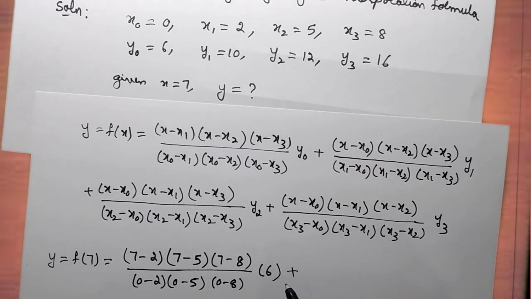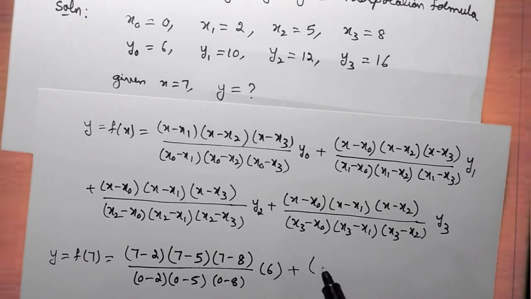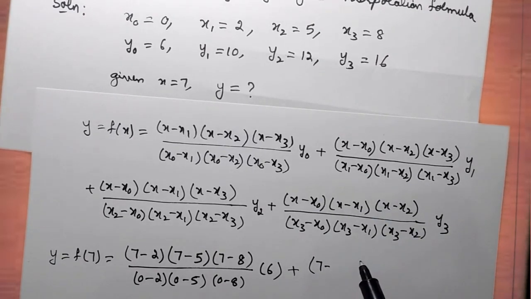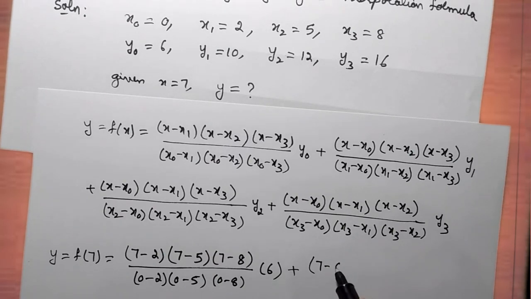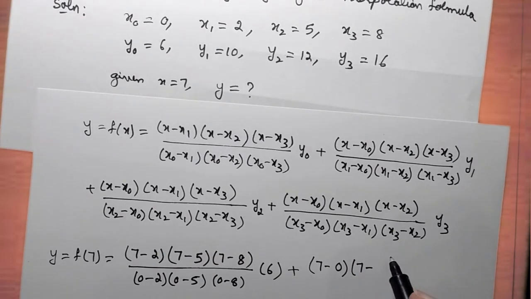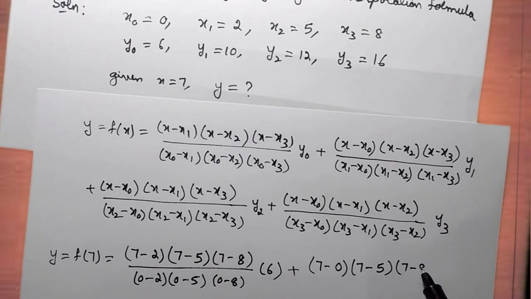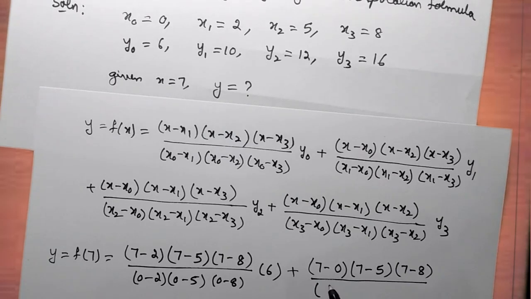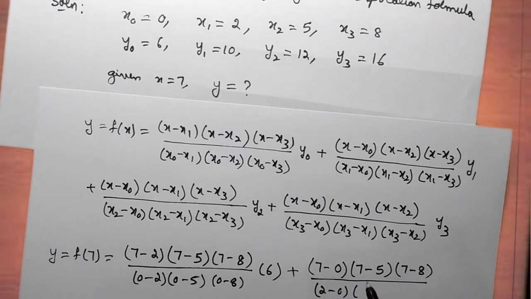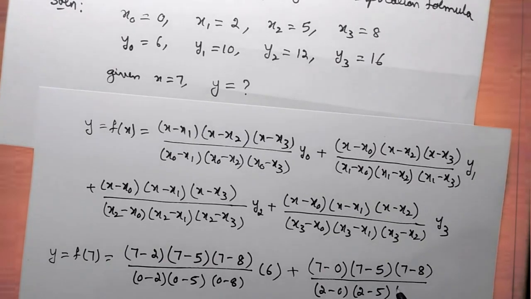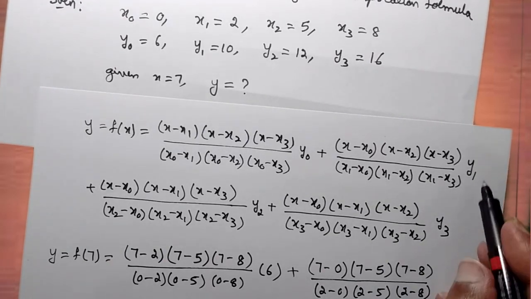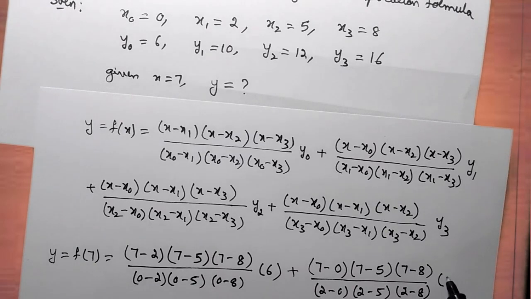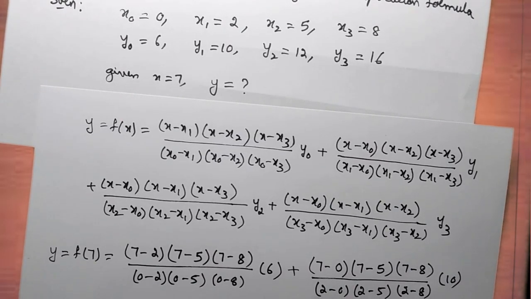Then plus, the next term is 7 minus x0 value, which is 0, into 7 minus x2 value, which is 5, into 7 minus x3 value, which is 8, whole divided by the denominator, where x1 value is 2. So you can put 2 minus 0, 2 minus 5, 2 minus 8, into the y1 value, which is 10, right?